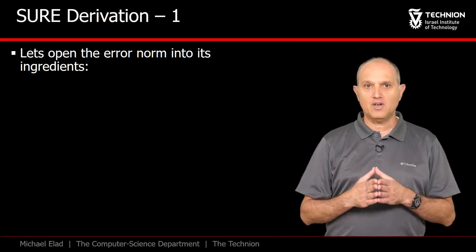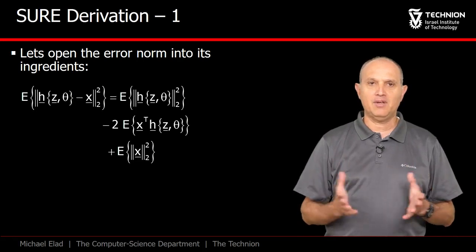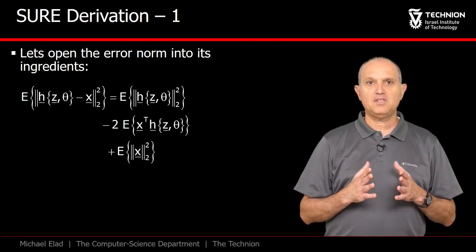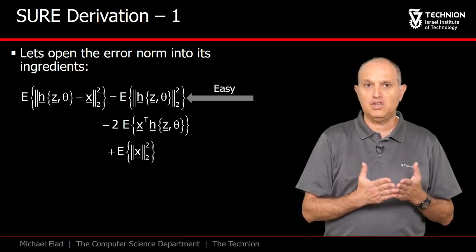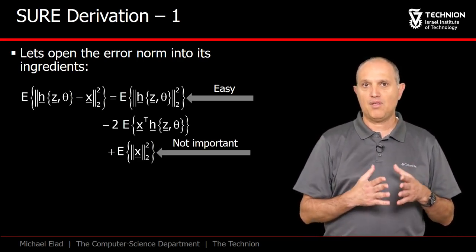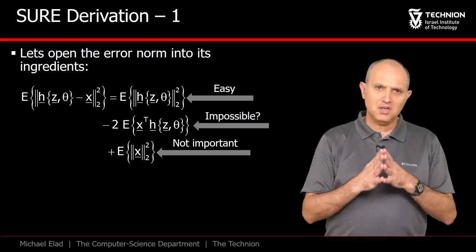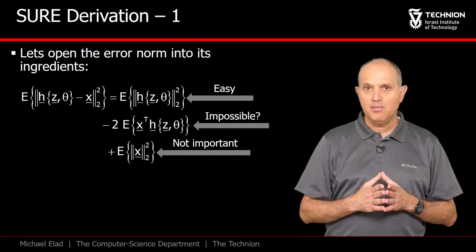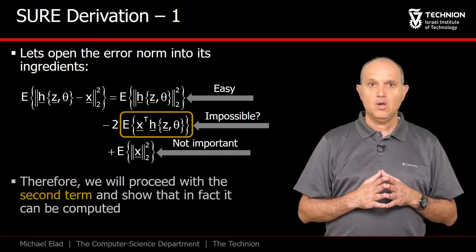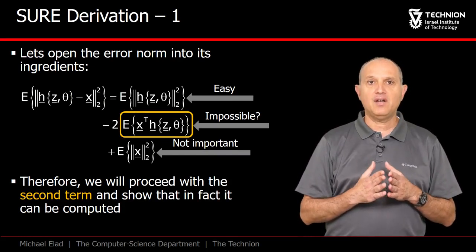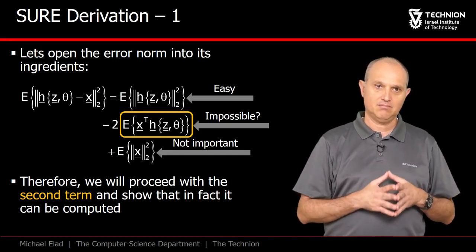Let's return to the error expression and expand it. All we did is to show each of the inner multiplications. Looking at these three parts, the first is relatively easy to handle because it is dependent only on the denoiser output. And the third is of no importance since it is not dependent on theta. The second term, however, seems like a dead end because it is dependent on the ideal image X, which we cannot have. We will take this second term and further analyze it, showing that there is a way to evaluate it even without having X.